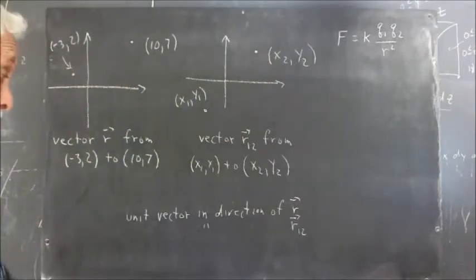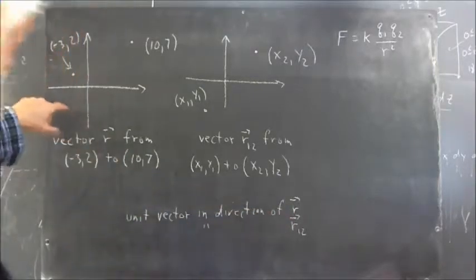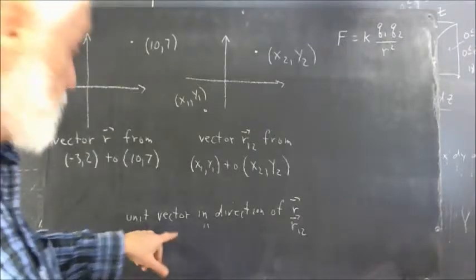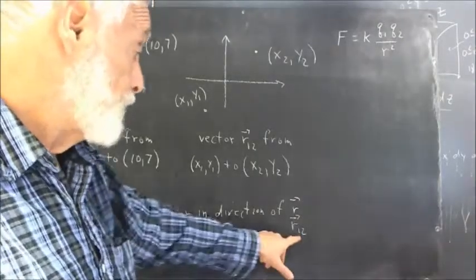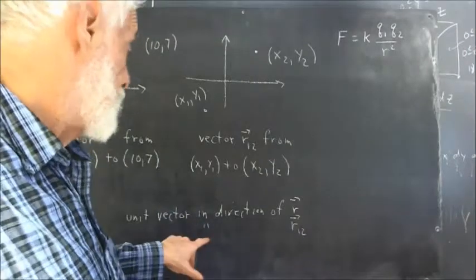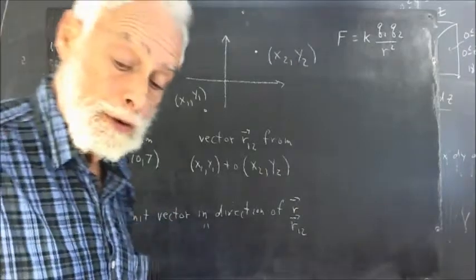Then, next question: what's a unit vector in the direction of r, this being the r vector? It will have to be in symbols because we haven't specified the actual values of the coordinates, so a unit vector in the direction of r12.